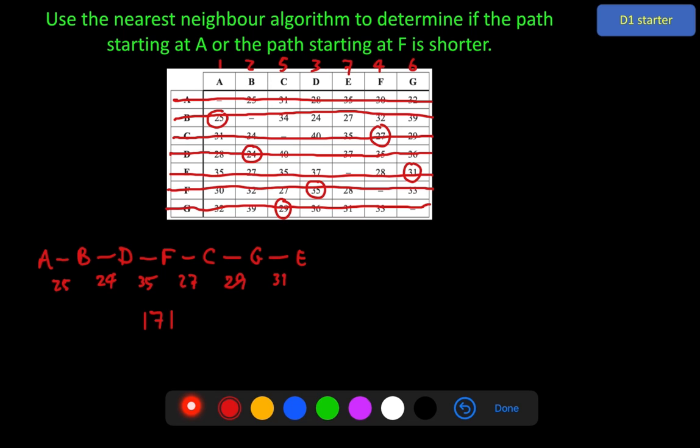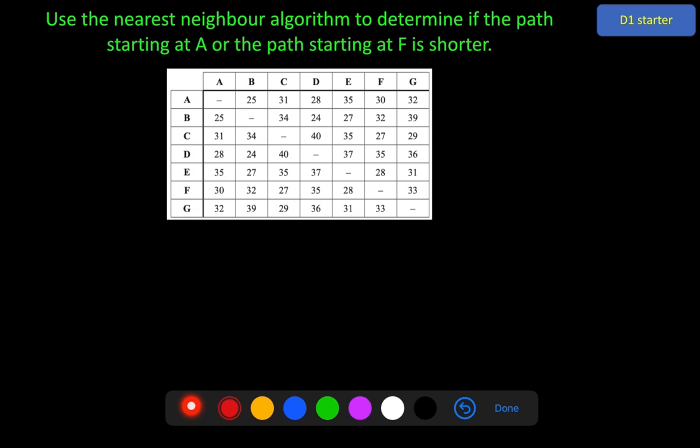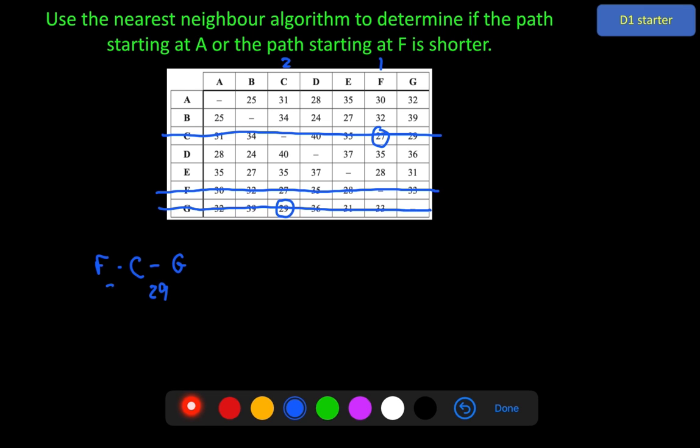Now I'm going to clear the screen to do the whole thing again in blue, starting at F. So I delete F, and the best option for F is to go to C, as before. When I'm at C, the best option is to go to G for 29. That was 27. When I'm at G, the best option here with all these options is to go to E for 31.